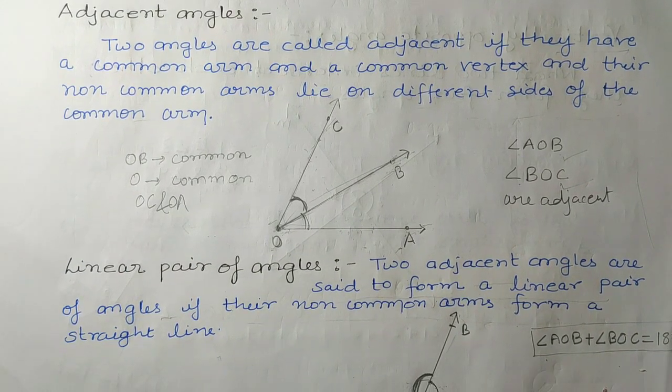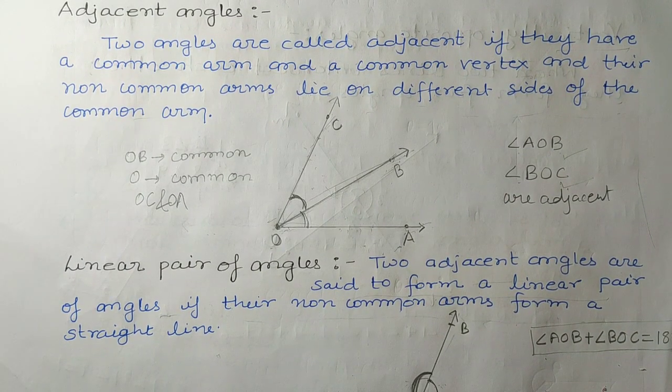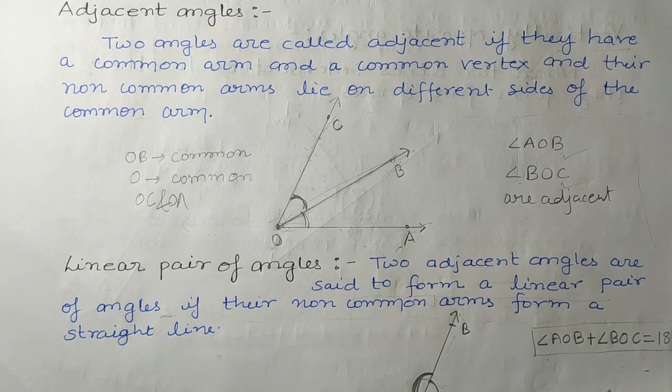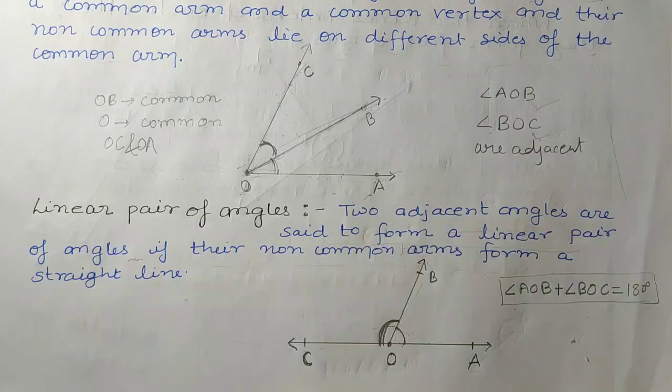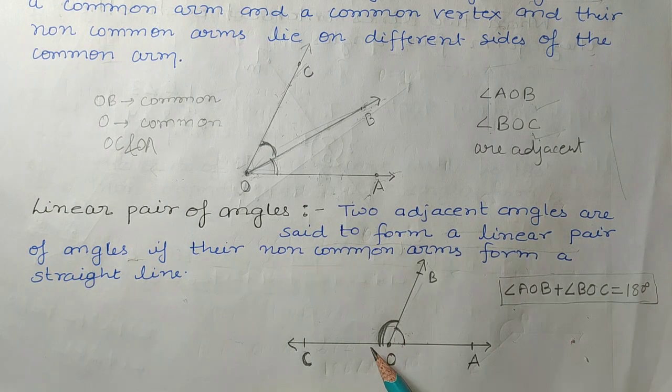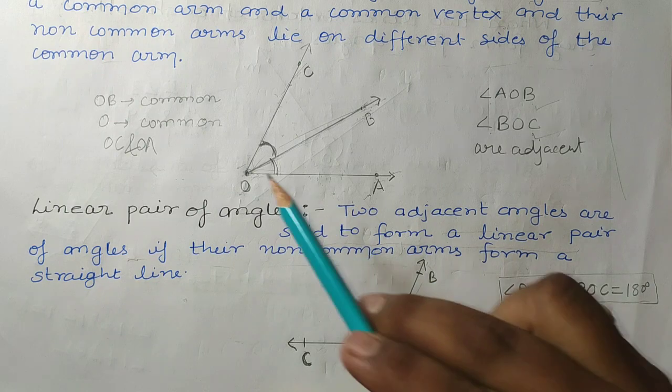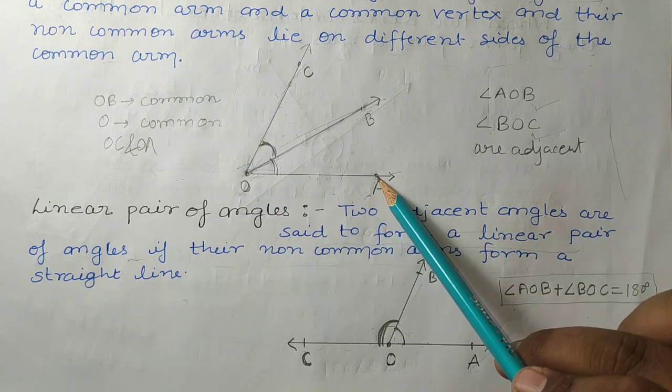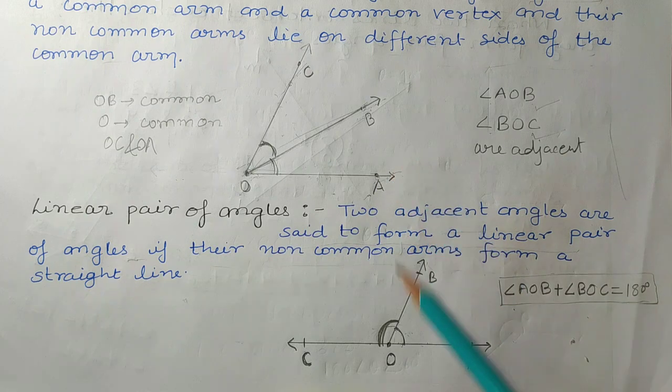Okay, after that we have studied what? Linear pair of angles. What is a linear pair of angles? In a linear pair of angles, the non-common arms, like here OC and OA, which are non-common rays, or non-common arms. The angles are called a linear pair if the non-common arms are forming a straight line.